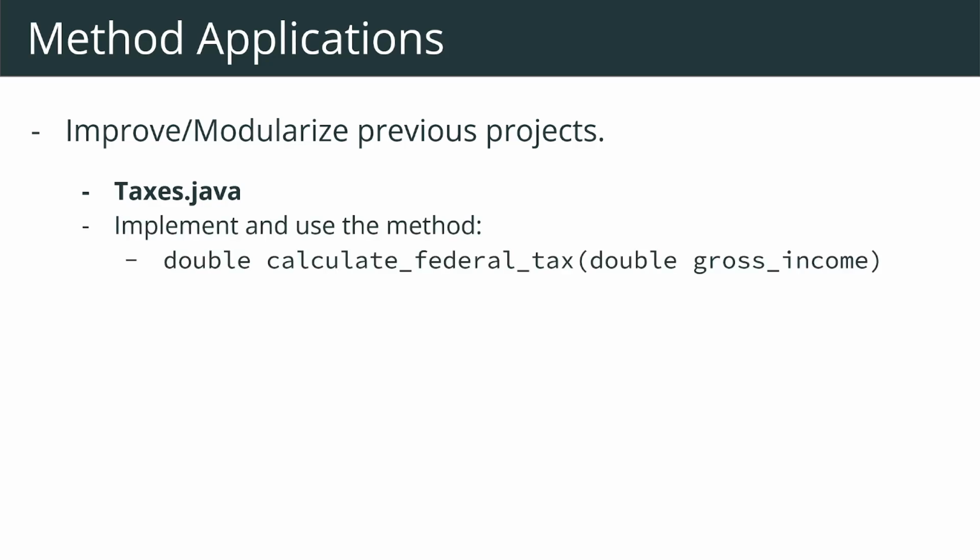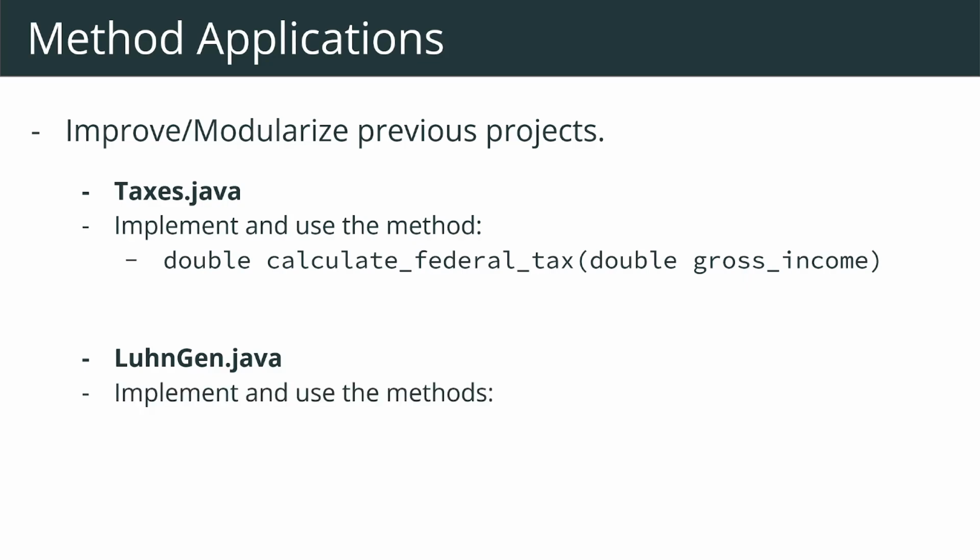If you were to write a method that takes an annual gross income, right, does something with it, and then returns a double. This would clean up your main so much if you did this. And then for the loon generator, this is a little trickier. There are some questionable design decisions that you'll see here, but you don't have to follow these methods, right? You can take it apart however you want.